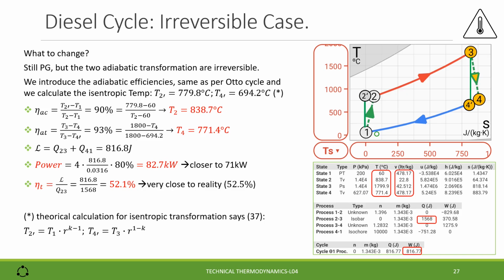For the theoretical calculation of the isentropic transformations, we have used the Thermonator application, but we could have used the formula 37. The problem is that K is not constant and therefore this calculation is not accurate. As we have seen for the Otto cycle, there are of course some approximations which cannot be neglected, but for the sake of our scope, this is satisfactory.